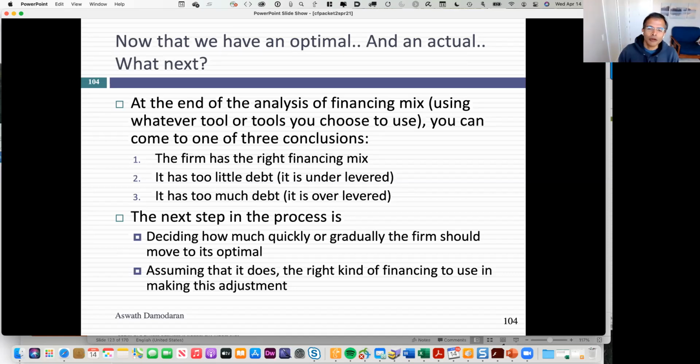Before we look at what to do next, which is a better problem to have? Too little debt or too much debt? Mallory, what do you think? What's better to have, too little debt or too much debt?